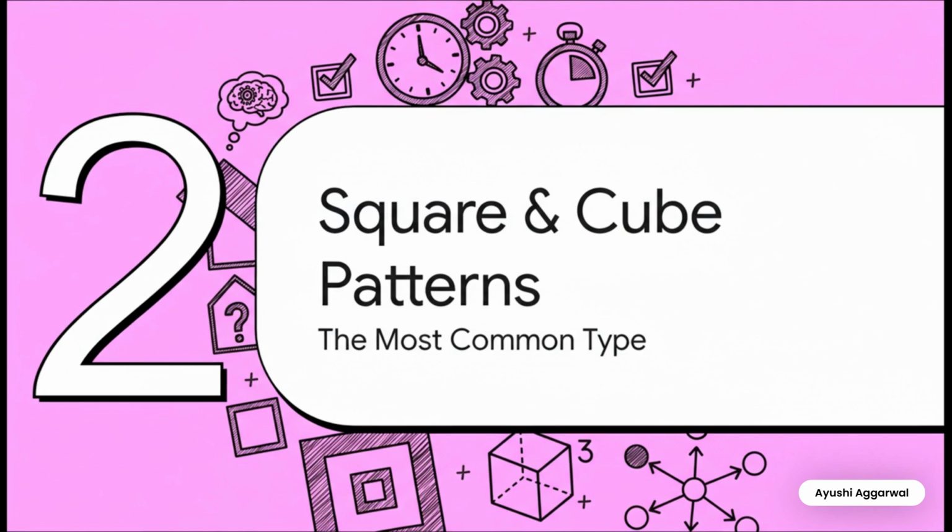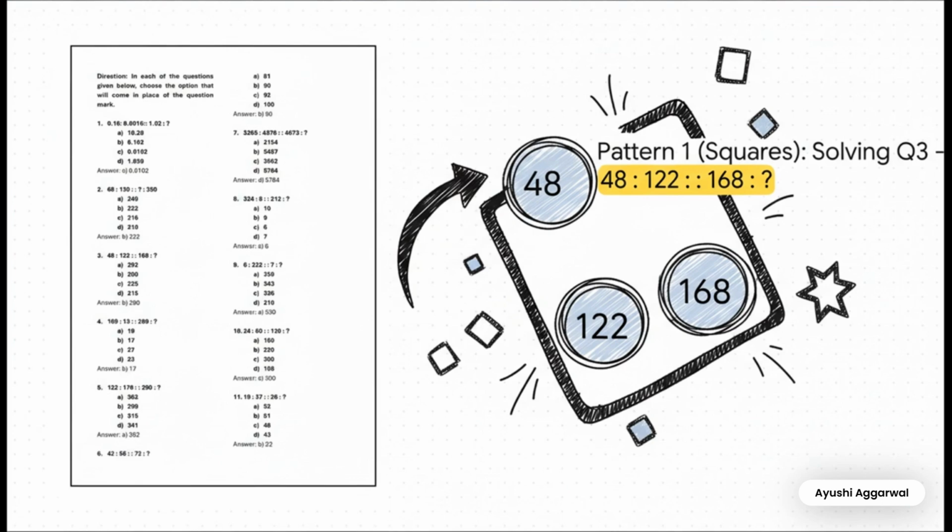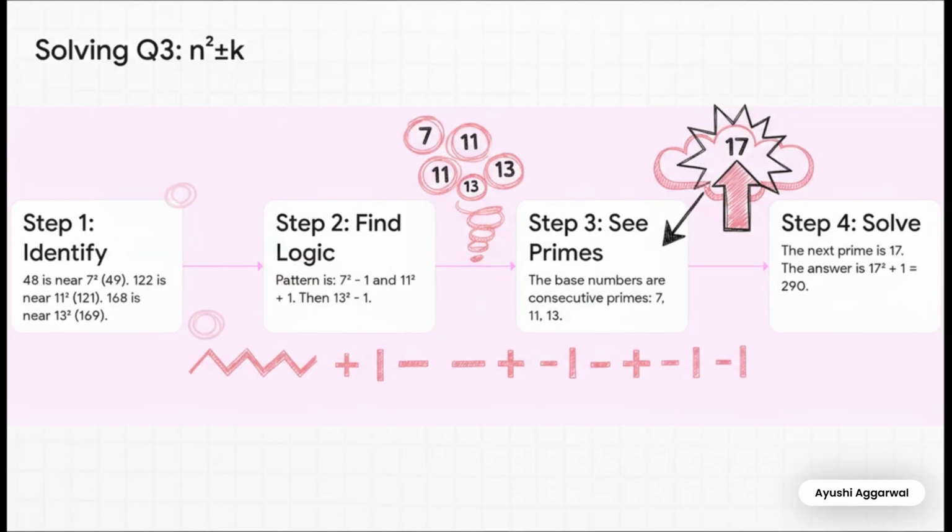Let's master this. Take a look at this question. We're given the numbers 48, 122, and 168. Now, whenever you see numbers like these, your very first thought process should be, are these numbers somewhere near a perfect square? Let's break down the logic here. Notice, 48 is 7 squared minus 1, and 122 is 11 squared plus 1. Next, 168 is 13 squared minus 1. So we can see a pattern emerging, minus 1, plus 1, minus 1, which means the next operation has to be plus 1. Now look at the base numbers, 7, 11, 13.